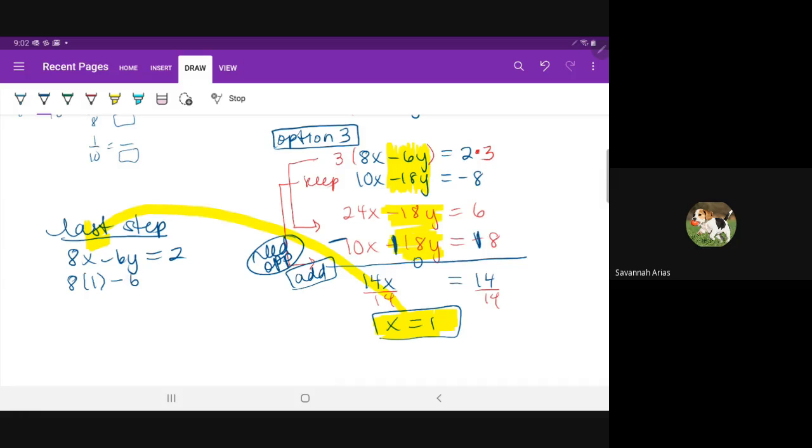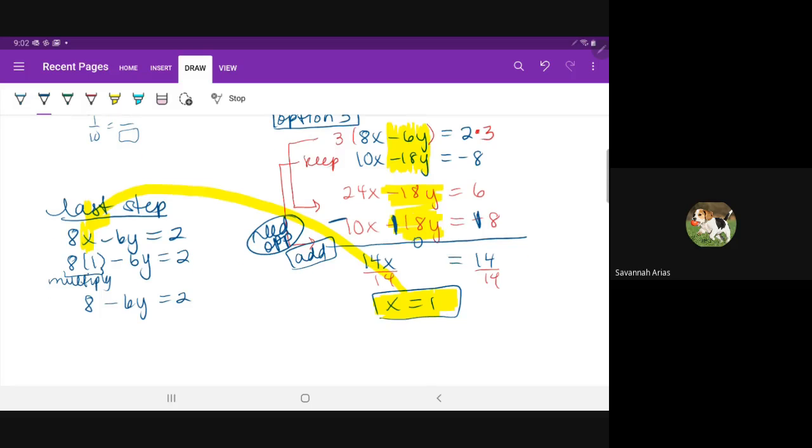Okay, now one thing here I want you to see is that it says x equals 1, so I put it for x instead. And then how do I solve this one? How do I solve this one?